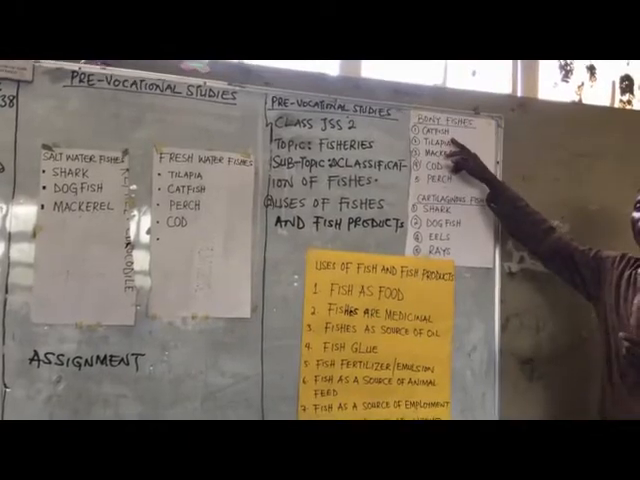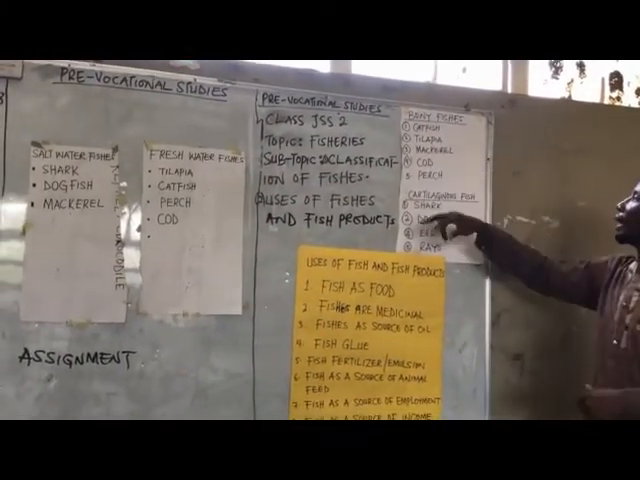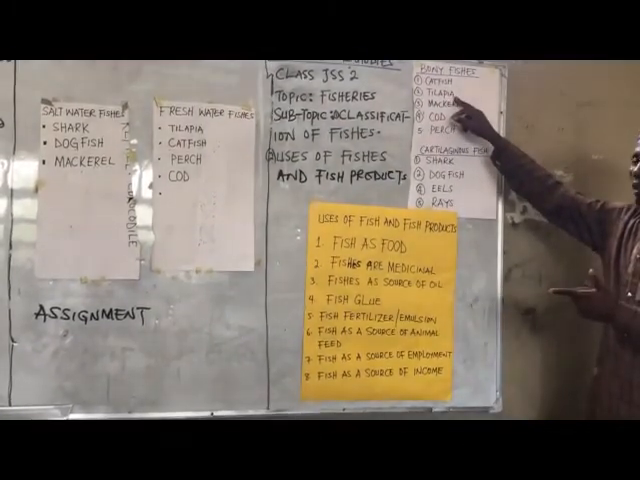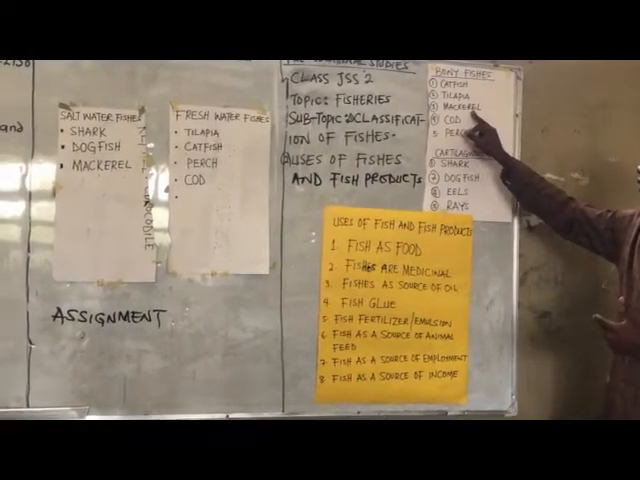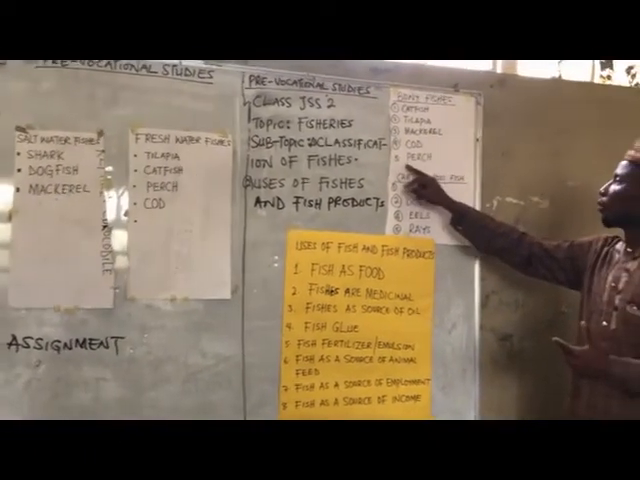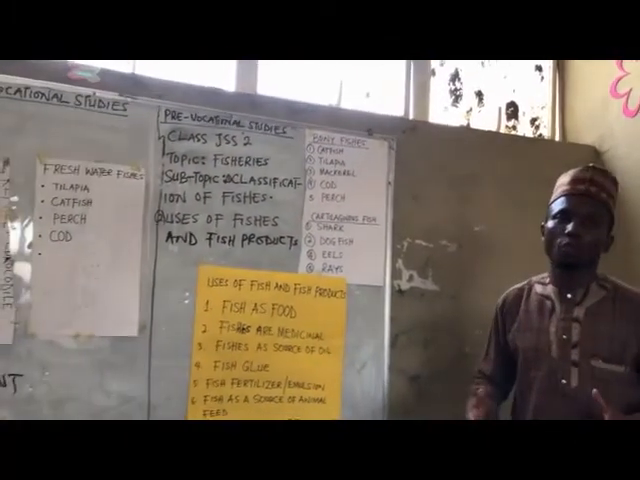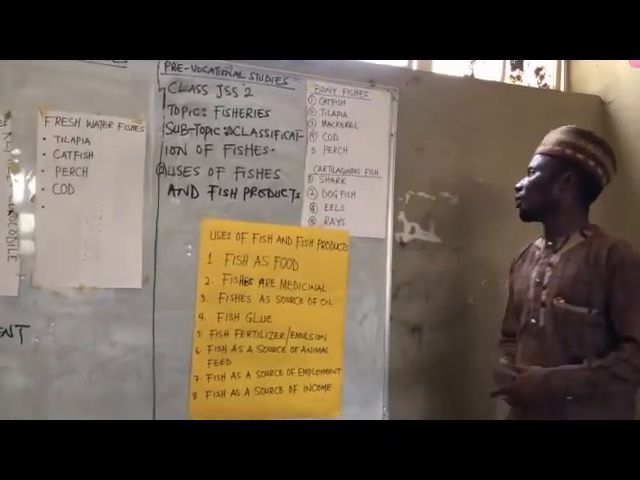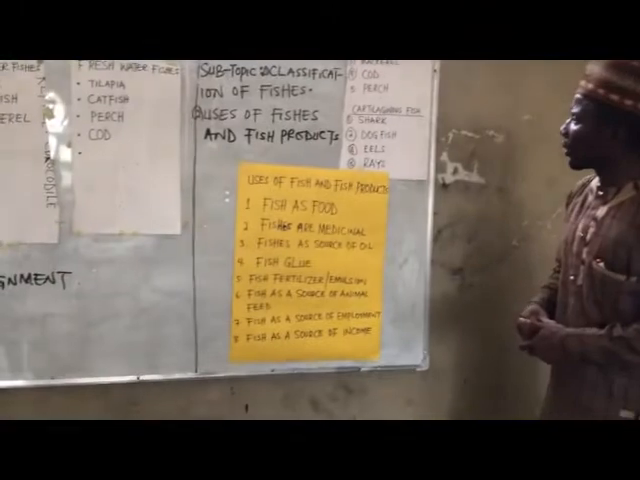Examples of bony fishes: we have catfish, which I think I've explained, with fins around their mouth. Then we have tilapia fish, you have seen the diagram. Then we have mackerel, cod, and perch. Their body consists of bones. That is why they are referred to as bony fishes.